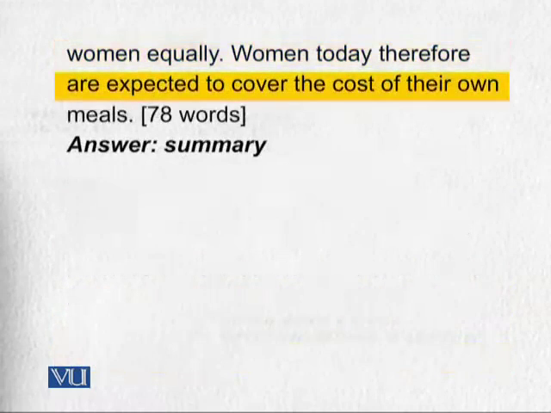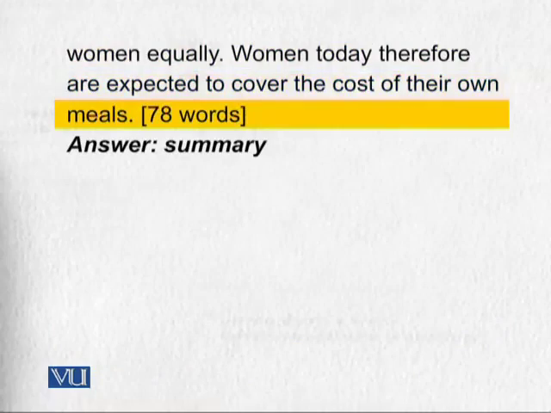Women today, therefore, are expected to cover the cost of their own meals. This is an excellent piece, as a summarized version of the same original text. In this, nothing we have taken out from any other source. What we have done is only underline the main points, and then put the main points together. We started the summary from an opener that this text describes, and this is how our text went.